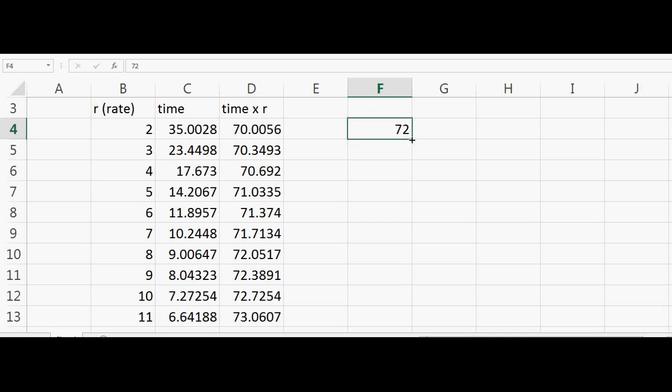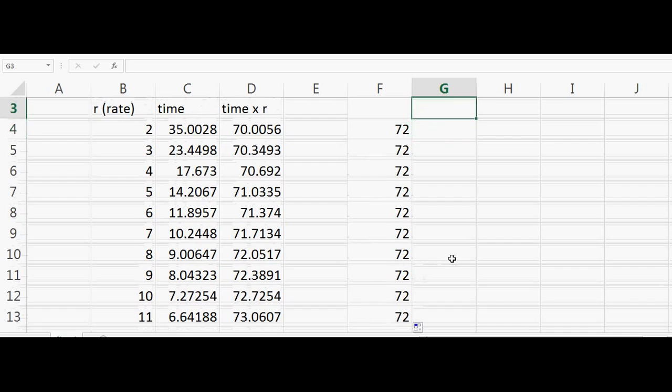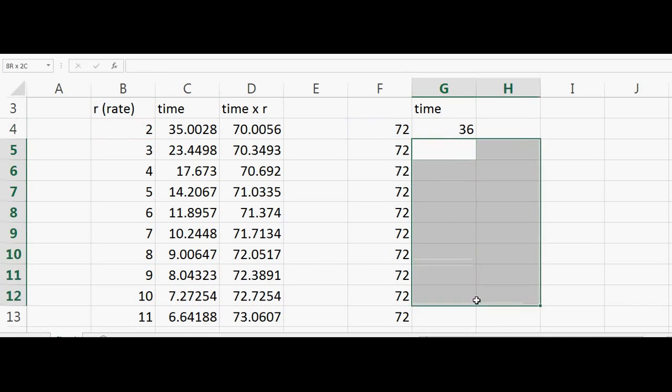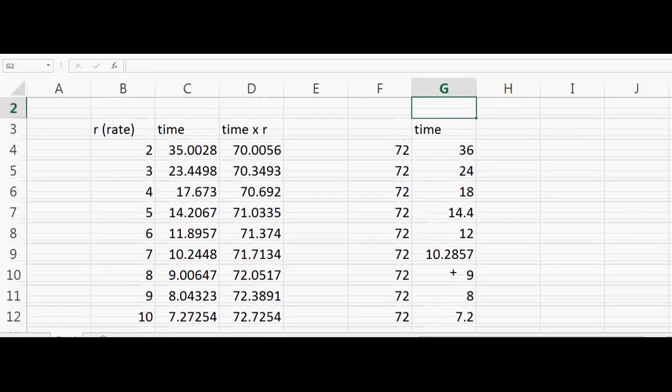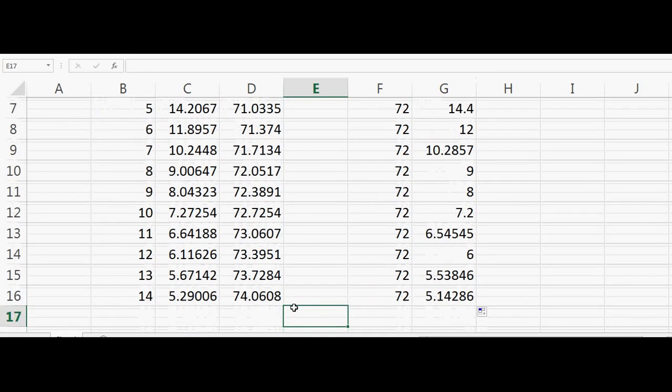So I keep using 72 for all these rates, and then I'll calculate the time. Time will be equal to 72 divided by rate. So now you can see that I get numbers which are very close to the actual time it should be. So suppose here it is 11.89, but here I get 12. Here it is 10.244, I get 10.28. So this is a good approximation.